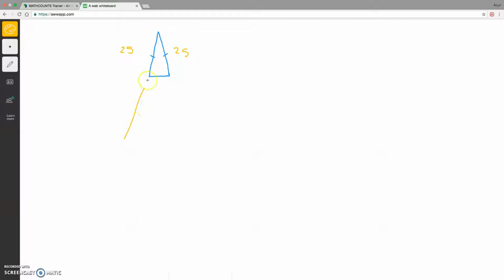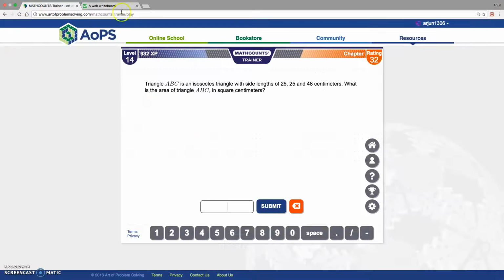Okay, let's try that again. It's a good diagram for an isosceles triangle, but not for this question. Okay, you'll see why. 25, 25, and this base is 48. The base would be like 2 or something. Okay, so what is the area?